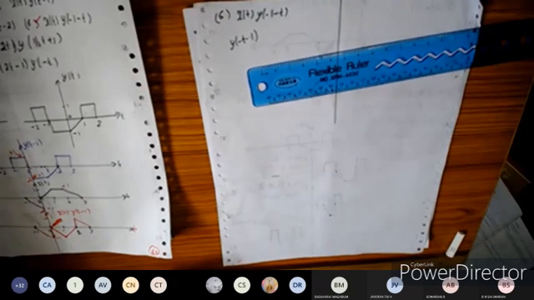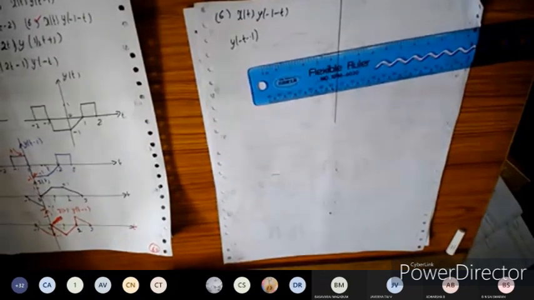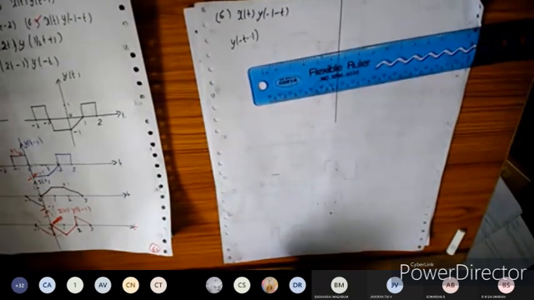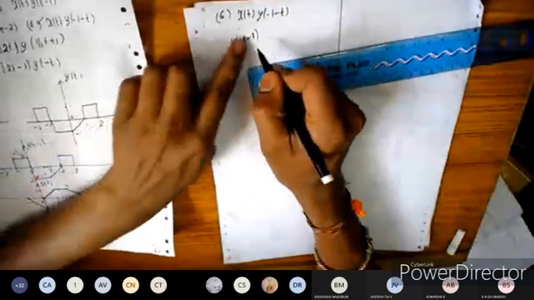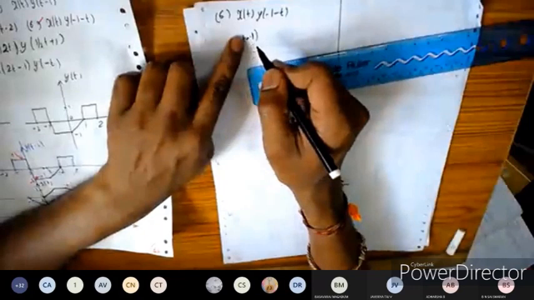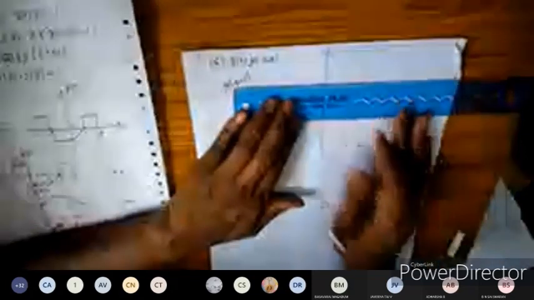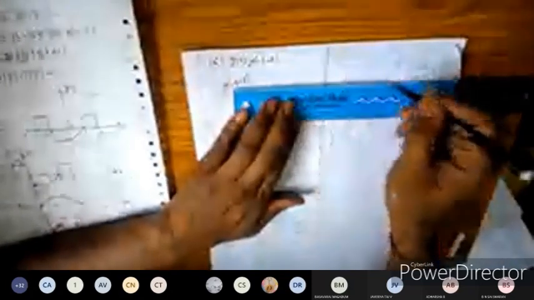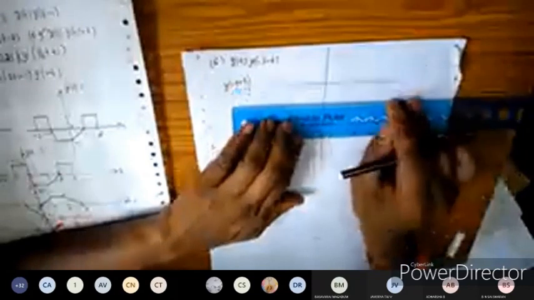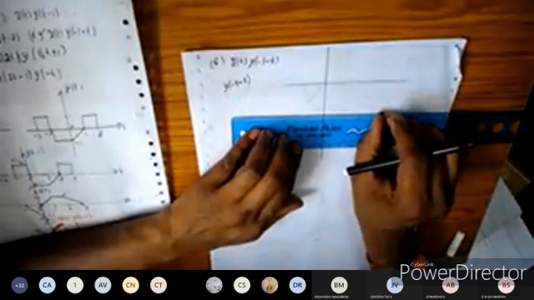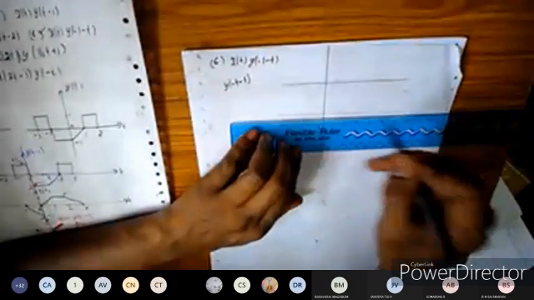Since y of -1 minus t is there, we can do it like this. First, we need to perform the shifting operation. Then we need to perform the reflection operation. So I'll draw the two waveforms. First one is the shifting, and next I will take the reflection.